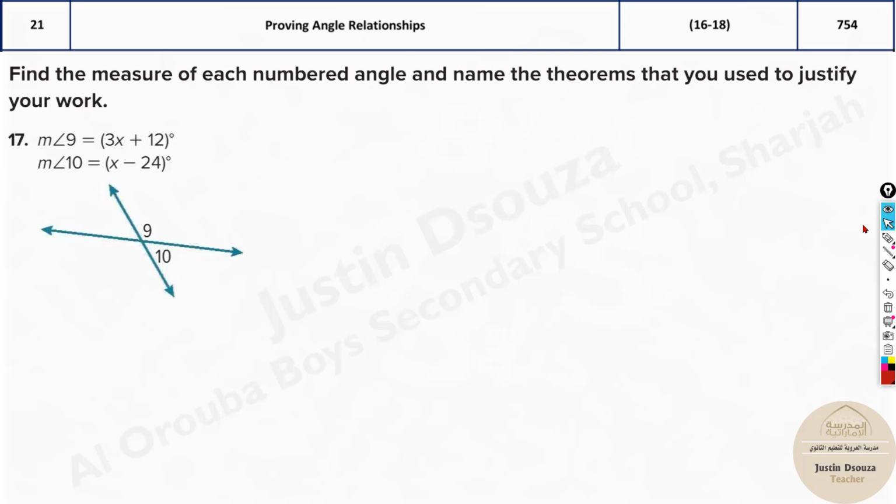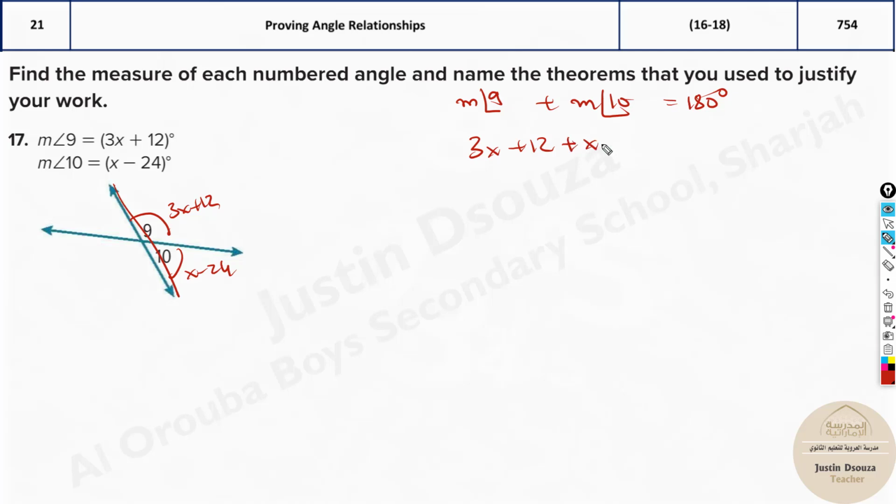And over here they have given angles in terms of equations. You can see this is 3x plus 12 and this over here is x minus 24. So how can we solve it? When you add them up, they are 180 degrees because they're a linear pair. It's on a straight line, or they're supplementary, isn't it? So before that, write measure of angle 9 plus measure of angle 10 is equal to 180 degrees. So 3x plus 12 plus x minus 24 must be equal to 180 degrees.